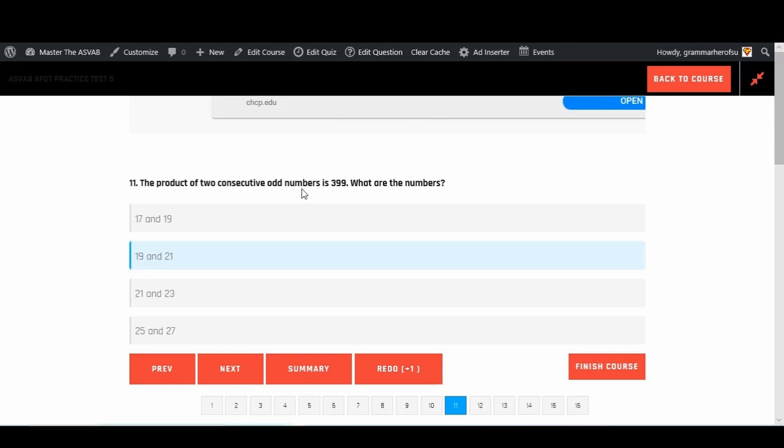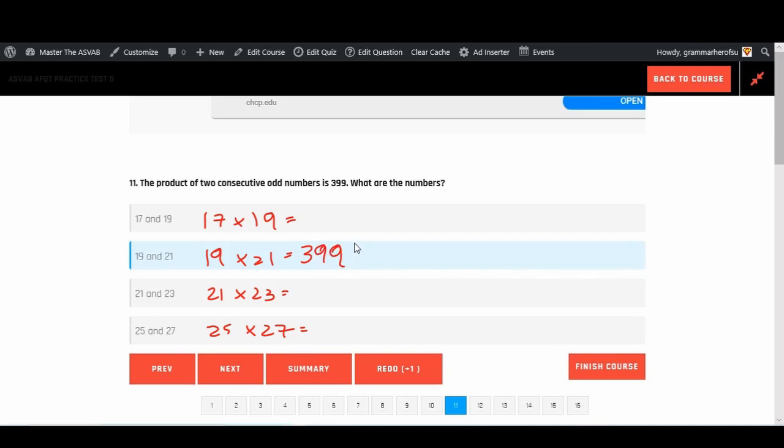Number 11 says the product of two consecutive odd numbers is 399. What are the numbers? So there's two ways to go about doing this one. We can see that these are all odd consecutive numbers. So you can go ahead and do 17 times 19. See if that gives you 399. 19 times 21. See if that gives you 399. 21 times 23. See if that gets you 399. And 25 times 27. Whichever one gets you 399 is going to be the answer. We know it's this one.